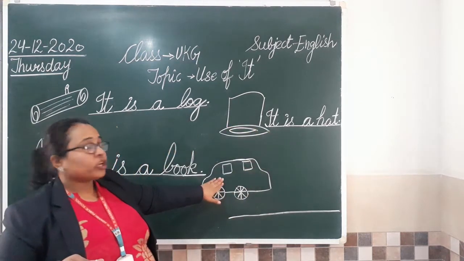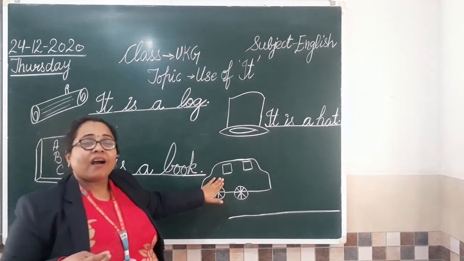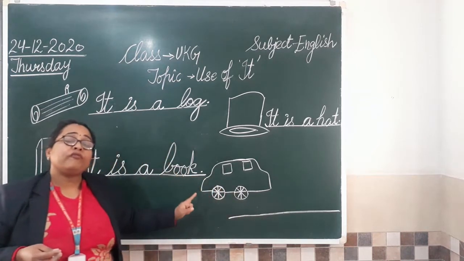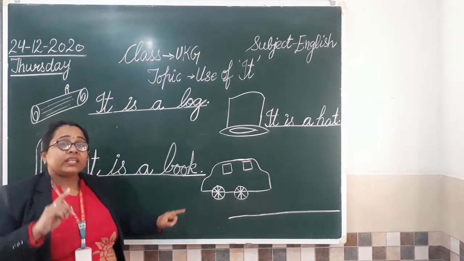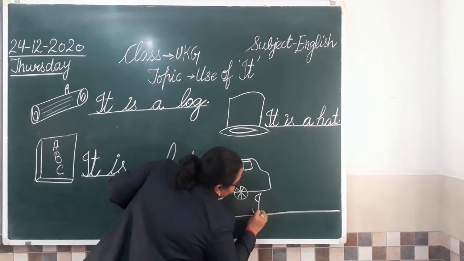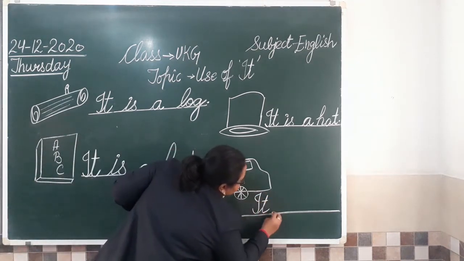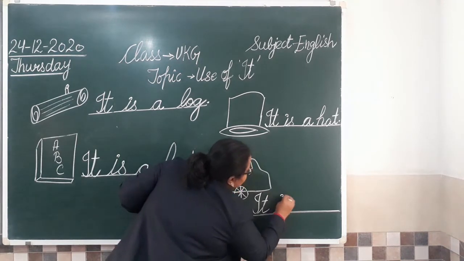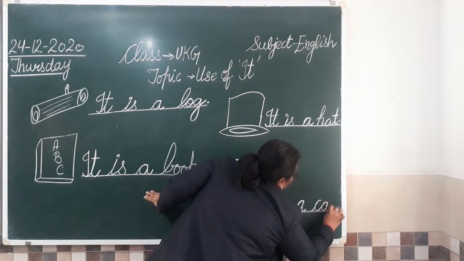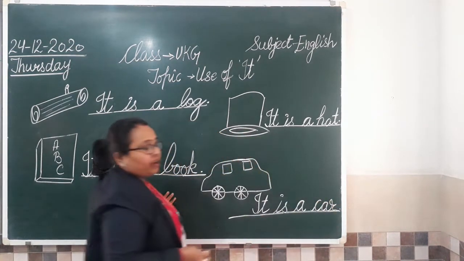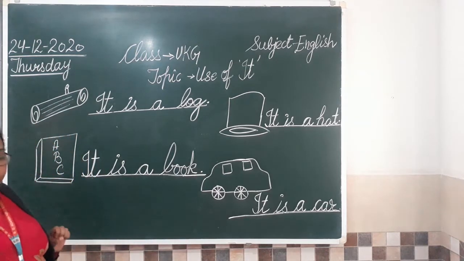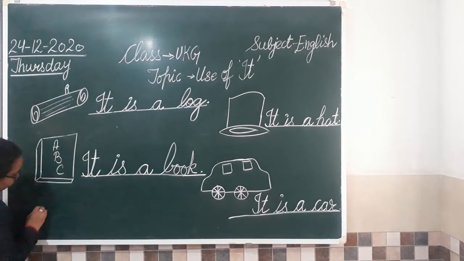Now we have a picture of car. Very good. तो आप बताइए, how will you write the sentence using it for this? It is a car. Very good. So we'll write it is a car. It is a car. Understood? Now I'll make one more picture. Okay? Like this.